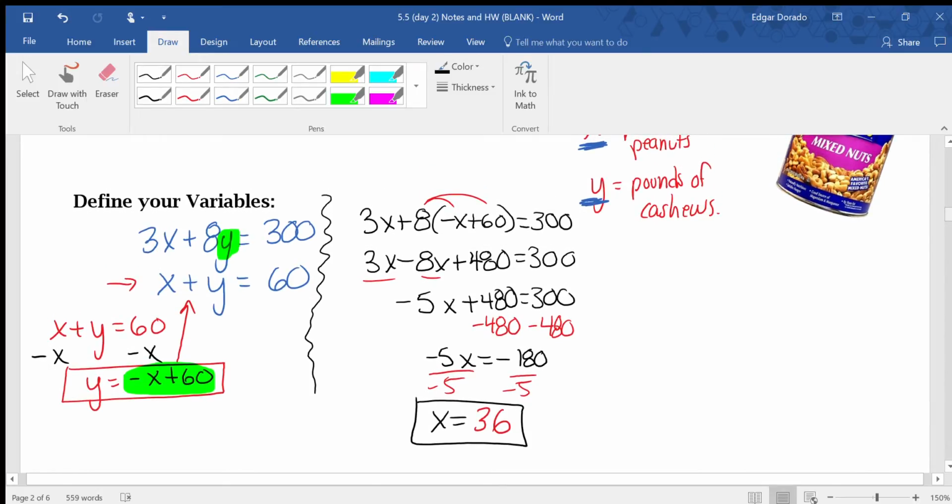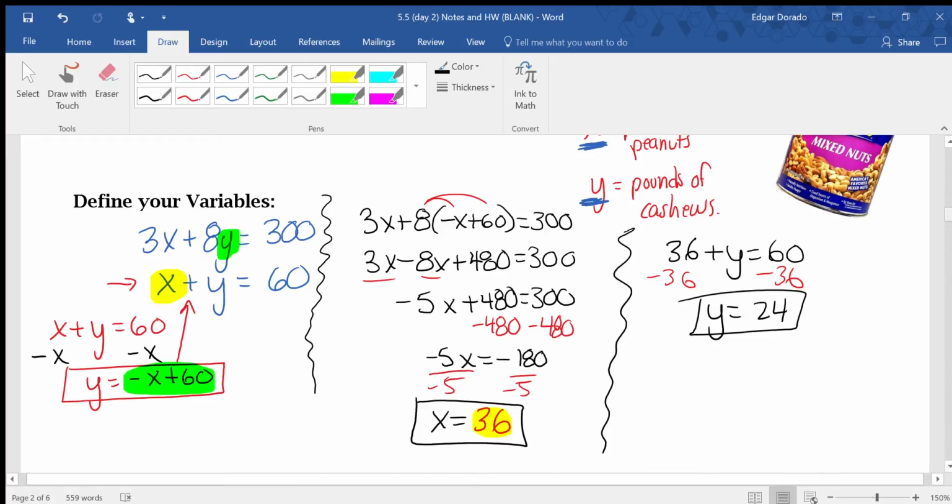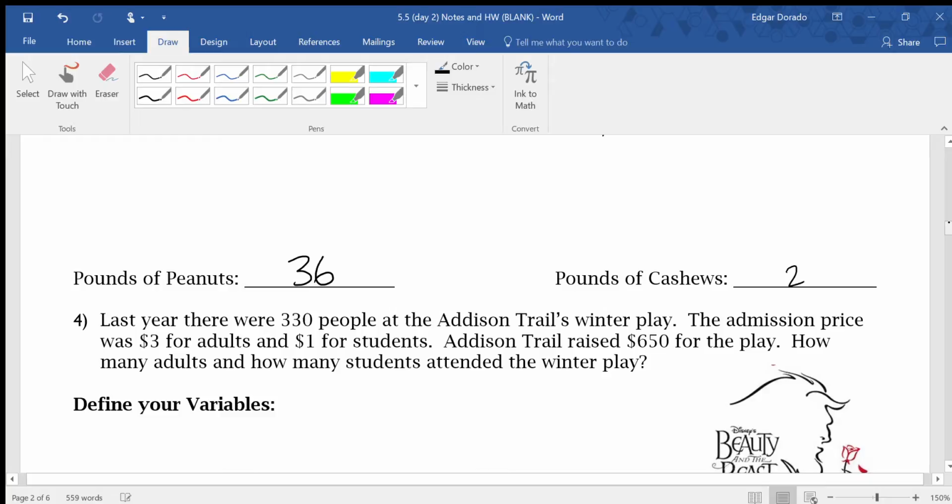That's cool and all, but now I need to find my y. So I'm going to substitute this in for my x, into this equation. Let's do that. This is 36 plus y equals 60. Subtract my 36 to get a final answer for y of y equals 24. So y equals 24, which is my pounds of cashews.